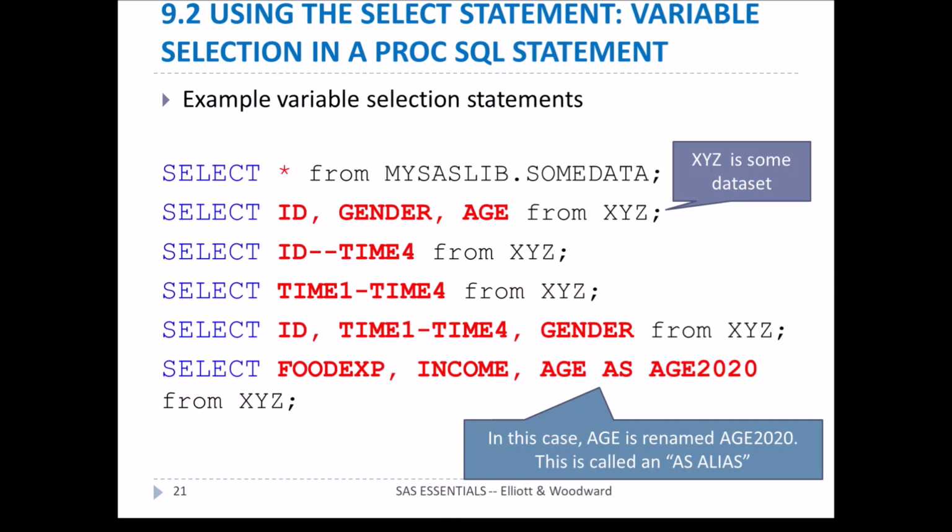Now what that does is, we have 3 columns here: food expense, income, and then this last column, which is going to be named age 2020. So we call that an alias, age as age 2020. Instead of the column being named age, it'll be named age 2020. We're going to see that often and commonly used.